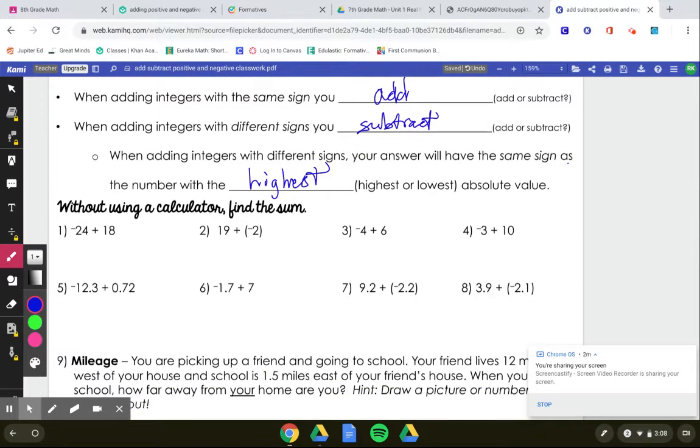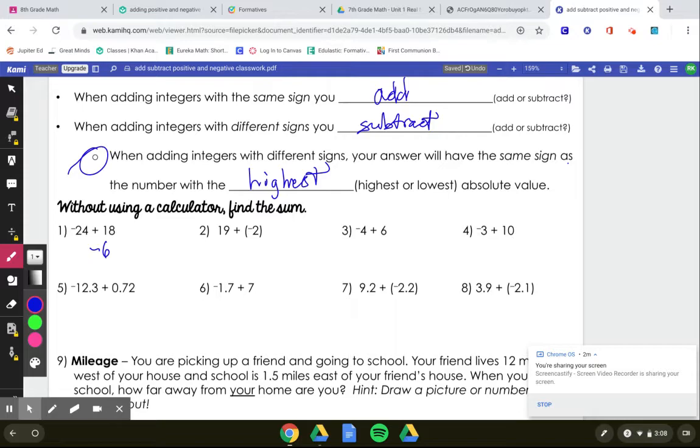So we'll look at this first one. We're going to do numbers 1, 5, 2, and 6 together. Your homework will be 3, 4, 7, 8, 9, and 10 on the formative website. We have negative 24 plus 18. Since we have two numbers that have different signs, we're going to subtract them. So we look at 24 minus 18, and that's going to give us 6. Then we have to keep this note here: our answer will have the same sign as the number with the highest absolute value. In this case, negative 24 has the highest absolute value, so our answer is going to be negative 6.